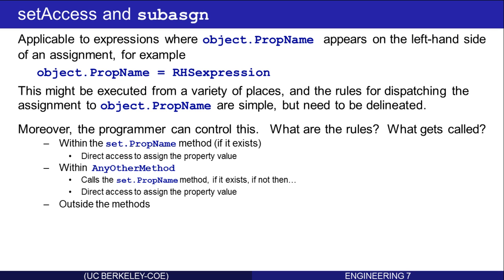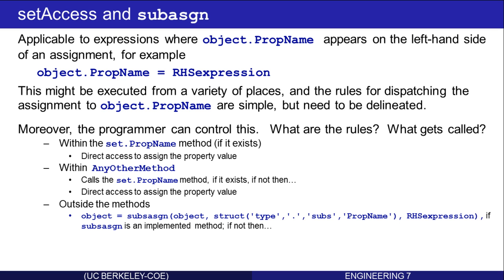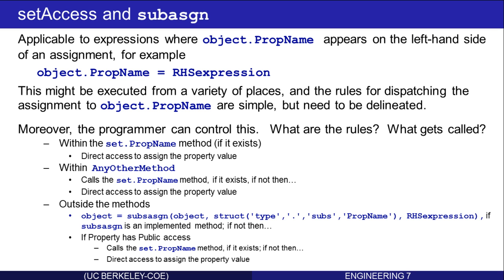Outside the methods, say from another function or another class or the Matlab command window, a method called subsassign, if it is implemented, is called. If you look at this assignment, it just shows that for object, the value of the property defined by propName is replaced by the right-hand side expression's value. If subsassign is not implemented, and if the property's setAccess attribute is public, which is the default, then the setPropName method is called, if it exists. If it doesn't exist, then we fall through again to direct access to assign the property value.